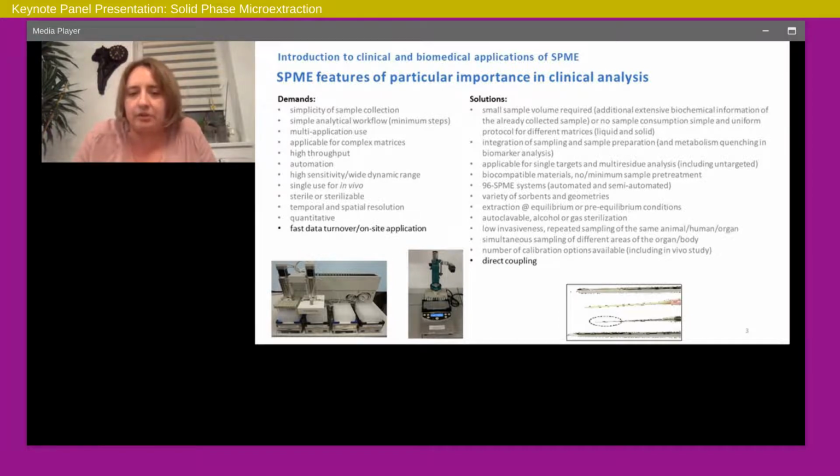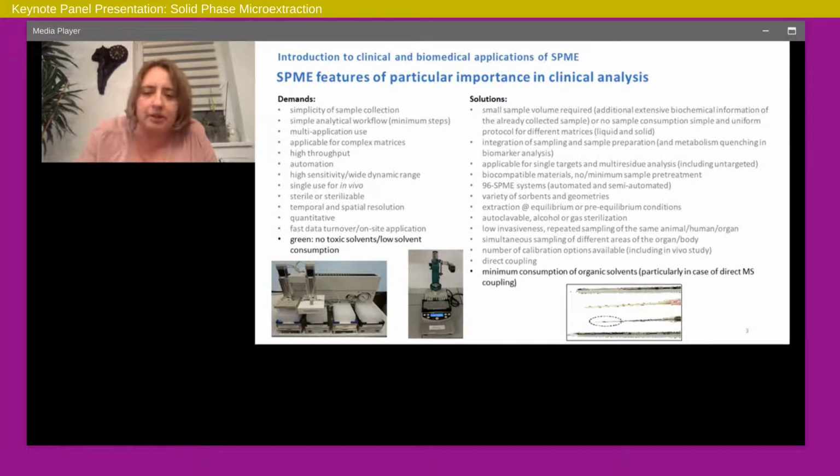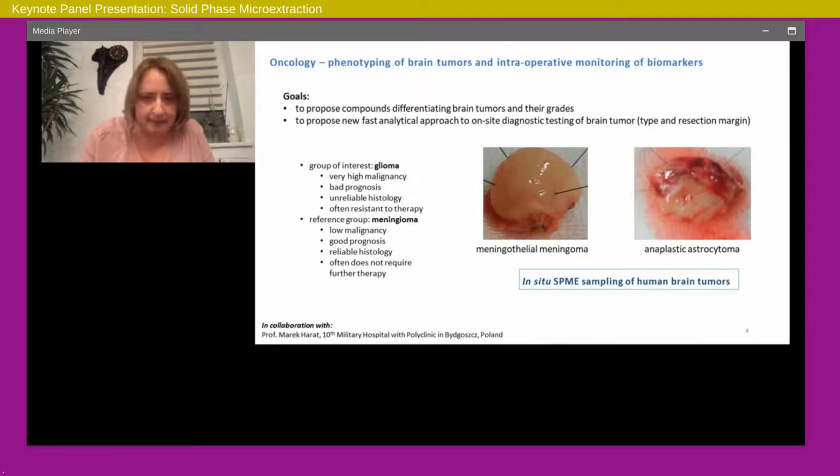instrumentation on site, so we give the data immediately after sampling. And of course, it's very important: we don't want to have very large amounts of organic solvents on site. We don't want to deal with organic solvents if possible. And SPME, because this is micro extraction technology, has very minimal consumption of organic solvents. And if we have direct coupling with MS, it's actually even less.